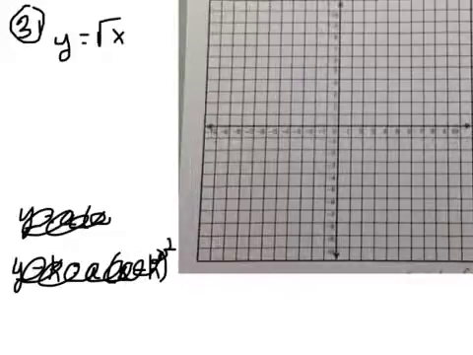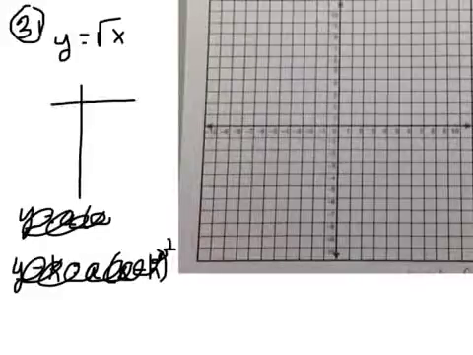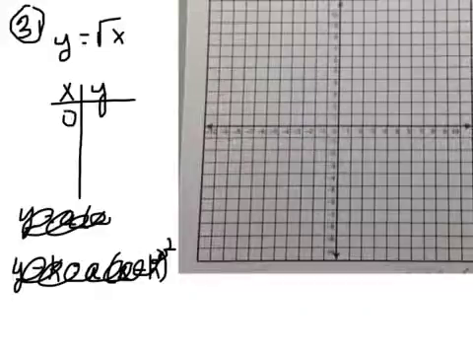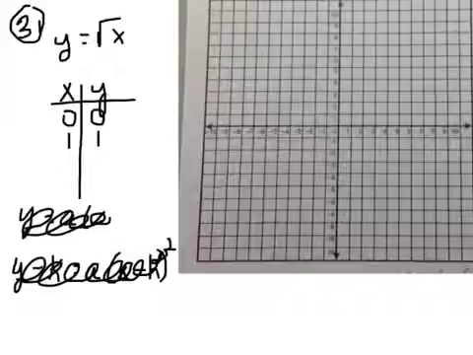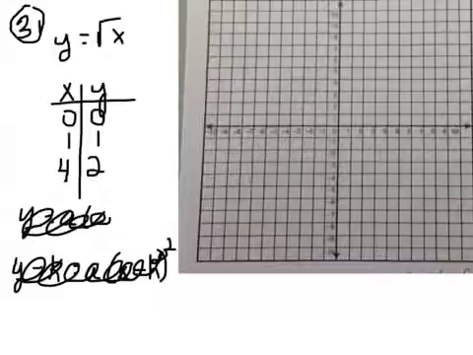But this one might be an easy one to do just with a table of values. We only want the positive values here. If x is 0, the square root of 0 would be y, which is 0. If x is 1, the square root of 1 would be 1. We're not going to put plus or minus 1 because they didn't put a plus or minus in front of that radical. Another perfect square that'd be easy is 4. The square root of 4 is 2. Let's do one more, 9. The square root of 9 is 3.